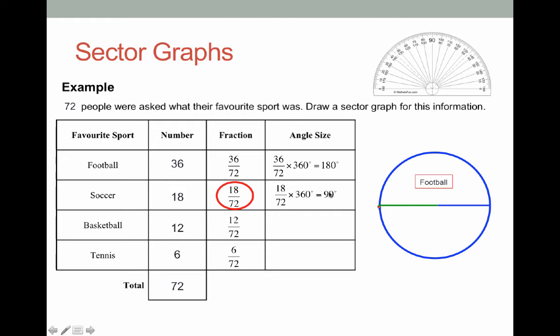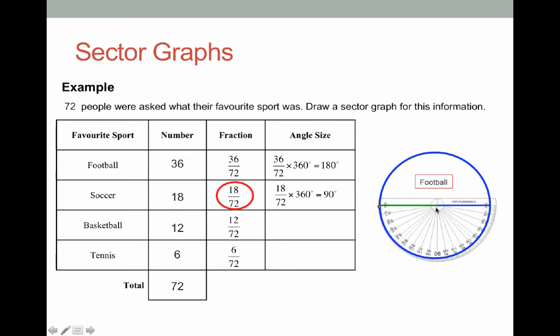All right, here's what I've got to do now. I've got to measure 90 degrees, but I'm not going to start where I started last time, because then my sector would go over the top of my football sector, and that's not very useful. I need to measure from where I just drew my last line, my last radius. I've turned my protractor upside down. You can turn your page upside down if you like, but this is where I'm going to measure 90 degrees from. Again, my 0 here is on the inside, so I'm going to be counting my inside numbers, and I'm going to put a dot below the 90 degrees.